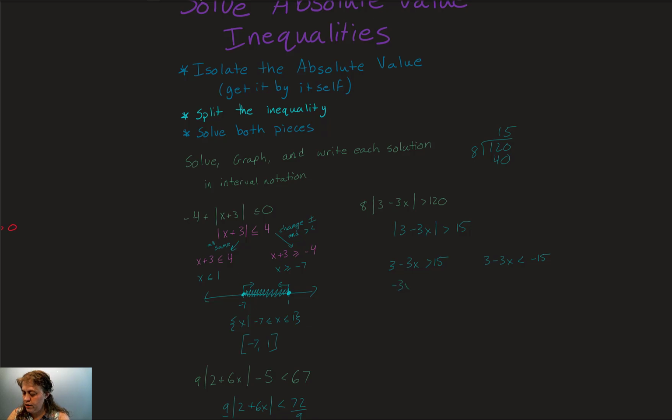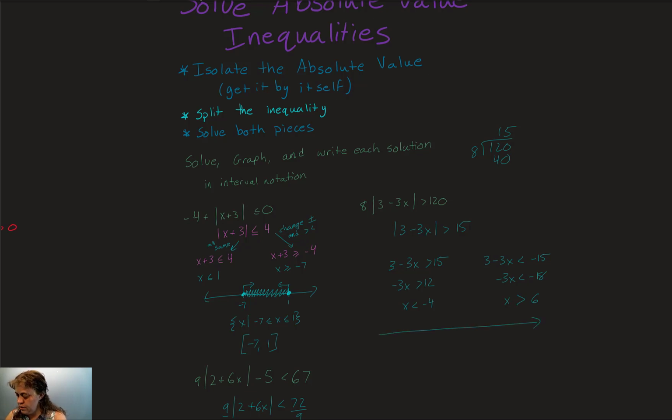So negative 3x is greater than 12. Divide both sides by negative 3, and we've got x, flip the sign, less than negative 4. And doing the same over here, the 3 moves over there. That becomes negative 18. x is greater than 6.